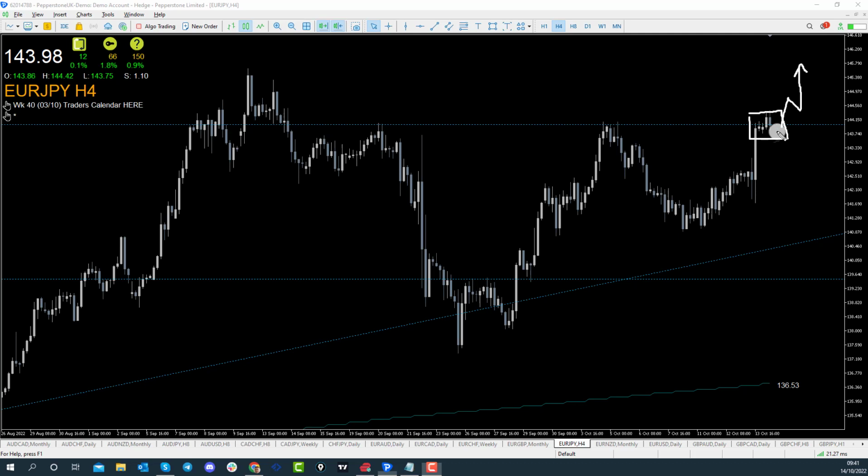Or if price was to trade lower slightly, you can see that we have a little bit of structure going on down here, which is around about 142.50. So if price was to come back into that little area there, that could also spark some interest for further long opportunities. I'm going to leave it there.